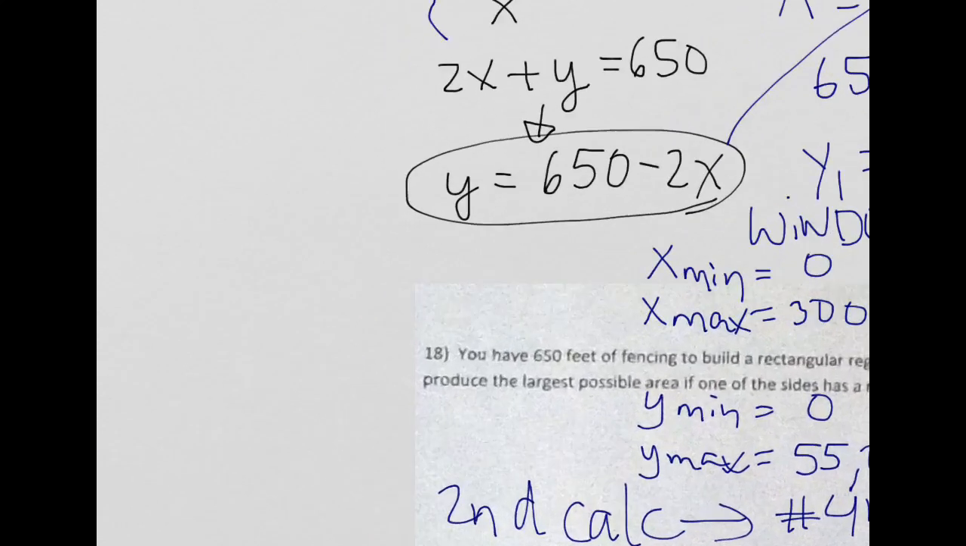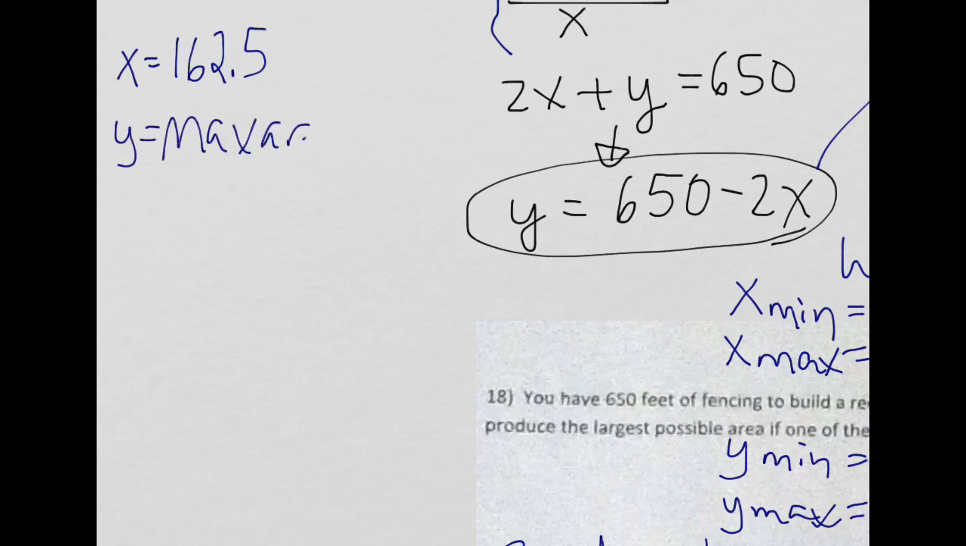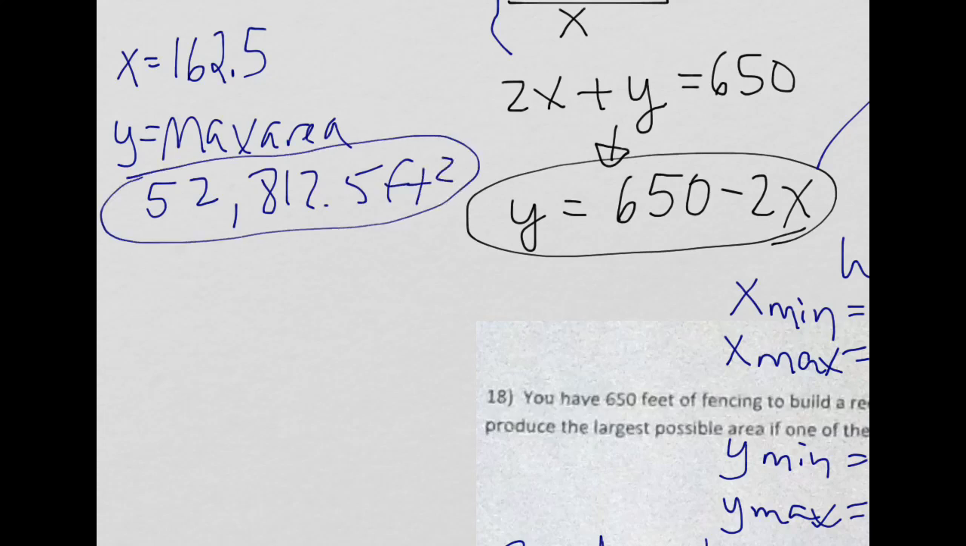So let's see here. When I did that, and I did second calculate, number 4, left bound, right bound, enter for the guess again. I got in the calculator my x to be 162.5. My y, which is my max area, I get it to be 52,812.5 feet squared. So that's my maximum area. To figure out the dimensions now, we know that the x is 162.5 feet.